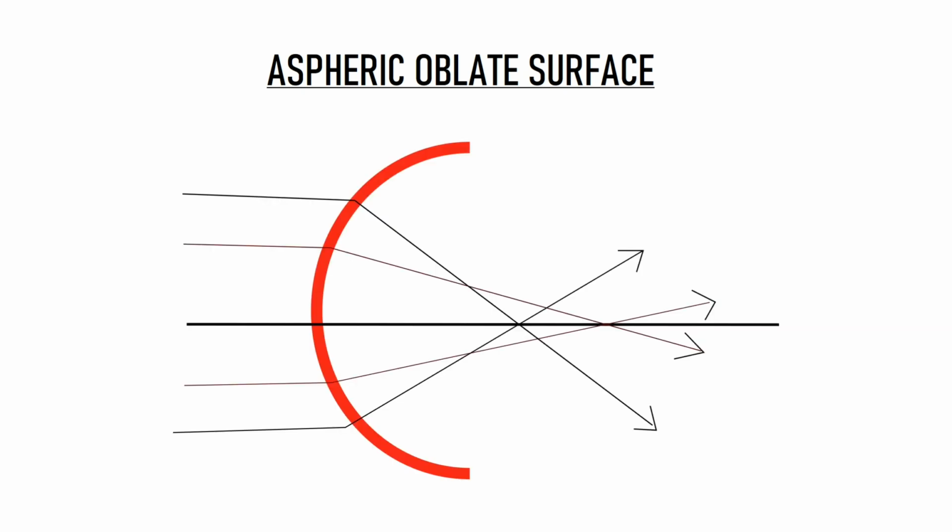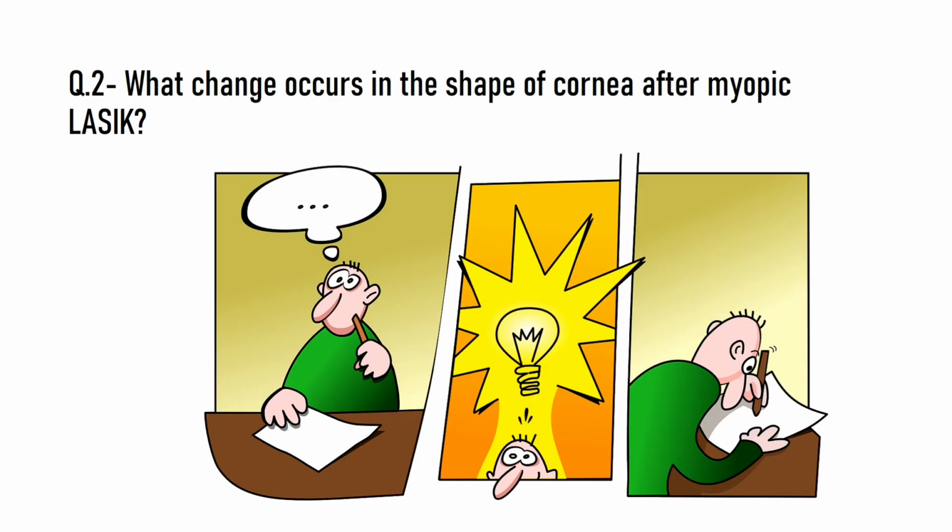An aspheric oblate shape is the opposite of a prolate shape. Here the periphery is steep while the center is flat, and the rays of light coming from periphery converge anterior to the rays of light passing through its center. This brings us to question number 2. What change occurs in the shape of cornea after myopic LASIK?